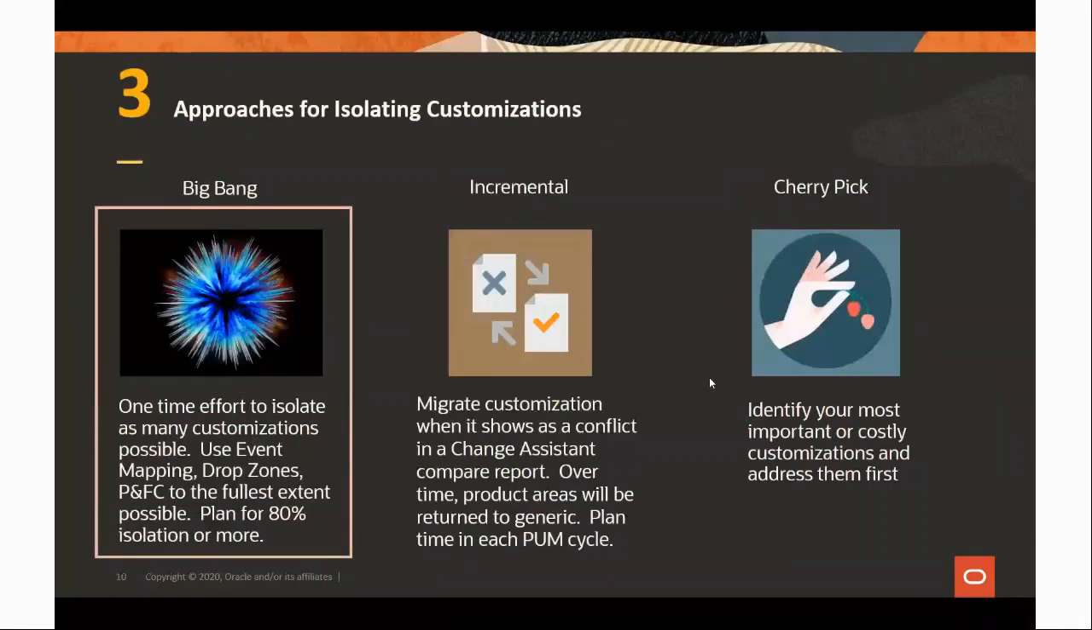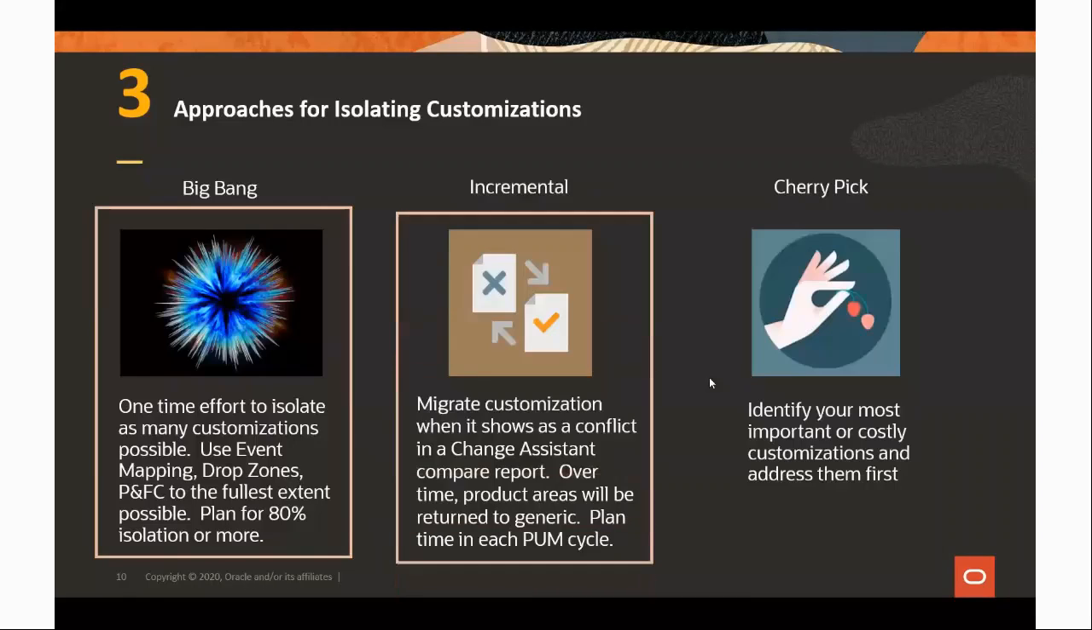So the big bang is a one-time effort. You go through that, you catalog your changes, and you say, okay, we're going to bite the bullet here. We're going to go through everything and do this isolation. Generally speaking, I don't think people will want to do this if they have a lot of customizations that they want to isolate. I think this would be more appropriate if you have a small number of isolations that you can address relatively easily. The more likely approach for most customers, I think, will be the incremental change.